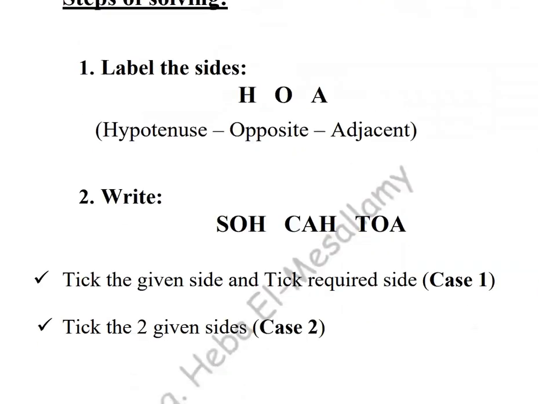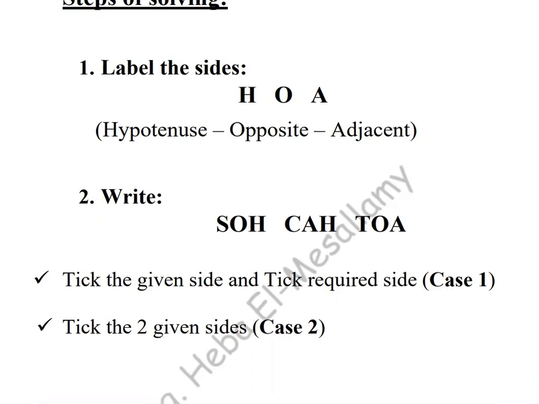After that, we are going to take two sides. If it was case one, which we are going to discuss first, where I'm given one side and one angle, and the question is asking for a second side in the triangle, we are going to take the given side and the required side. If it was the second case, where we are given two sides and the question is asking for an angle in the triangle, we are going to take the two given sides.